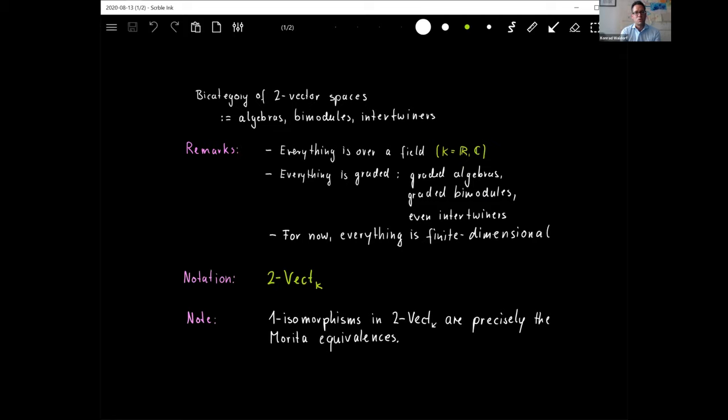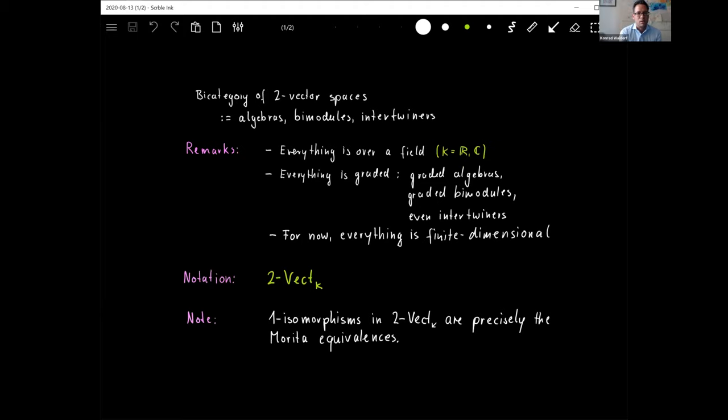I hope I don't have to say anything about this, just a couple of remarks concerning the exact framework. So I will always be over a field, and the field will always be either real or complex numbers. So all the algebras are K-algebras. So in this talk, everything will be graded. So the algebras are graded, the bimodules are graded, and the intertwiners will be even.